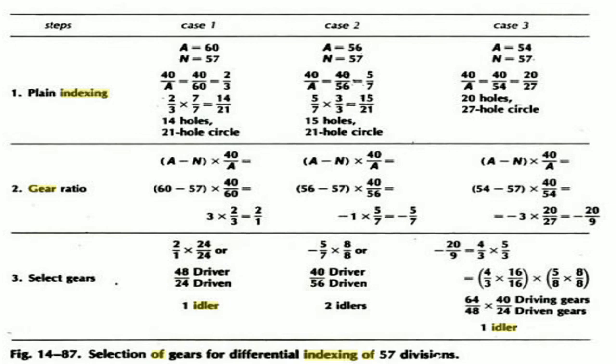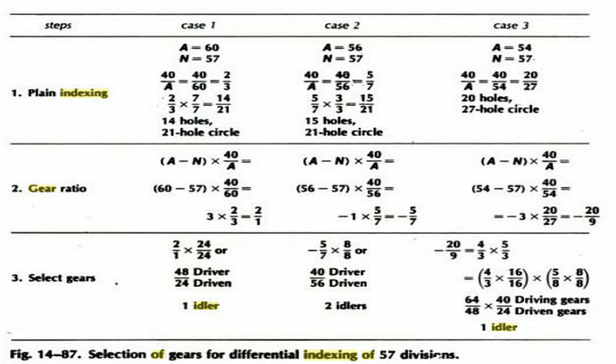For case 2, we can write step 2, gear ratio, as a minus n multiply 40 by a. That means 56 minus 57, because a is equal to 56 and n is equal to 57, multiply 40 divided by 56. Then we can write minus 1 multiply 5 by 7. That means minus 5 by 7. For case 2, step 3 is select gears. We can write minus 5 by 7 multiply 8 by 8, or 40 driver divided by 56 driven. That means 2 idlers.